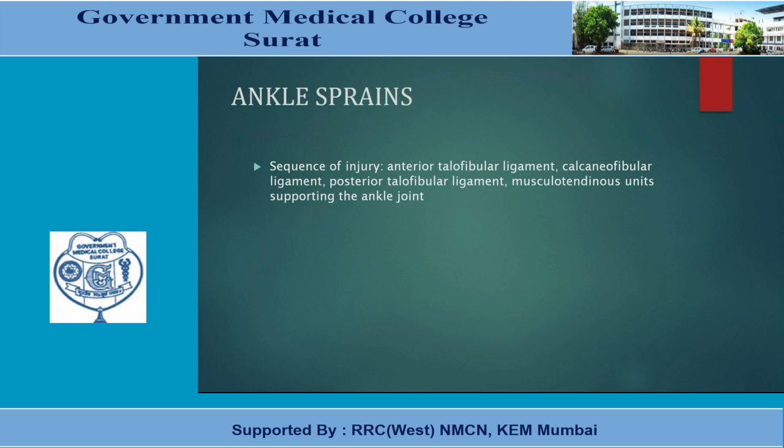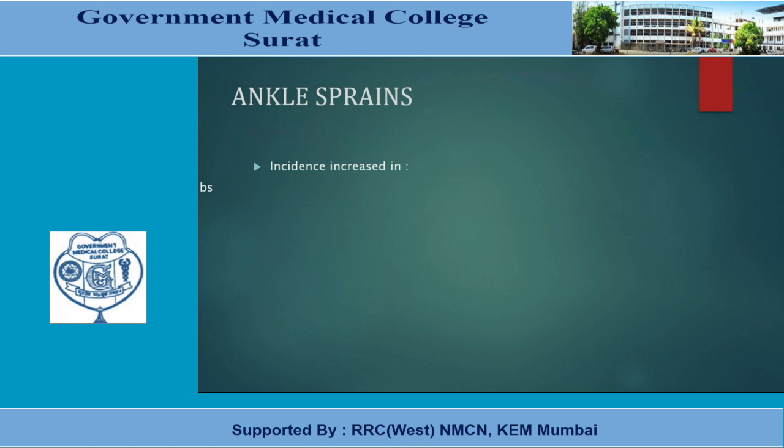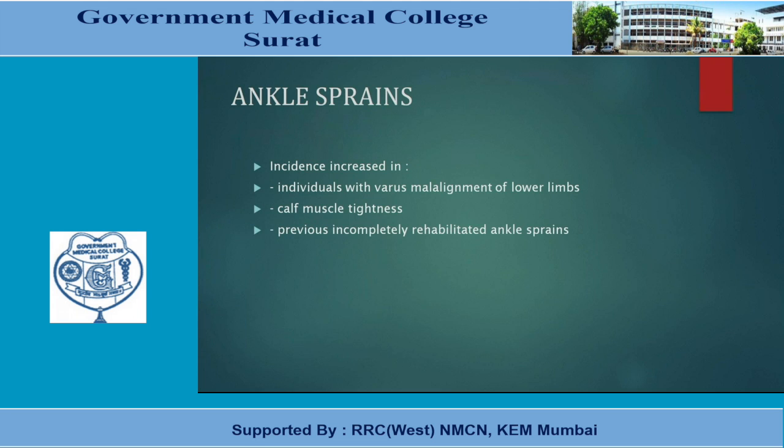Sequence of injury: if an ankle sprain occurs, which ligament is torn first? The first ligament to go is the anterior talofibular ligament. The second is the calcaneofibular ligament, then the posterior talofibular ligament, then the musculotendinous unit supporting the ankle joint. Incidence increases in individuals with varus malalignment, such as genu varus and genu valgus, if the calf muscle is tight, or with previously incomplete physiotherapy of an ankle sprain.